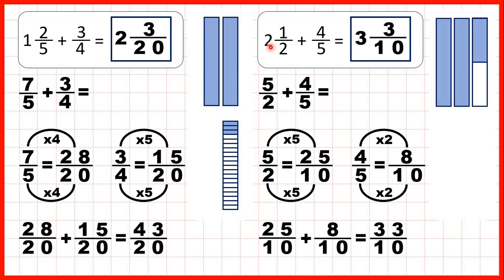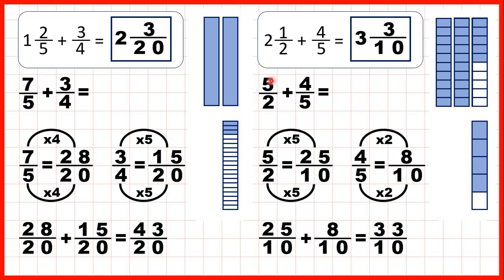Then for this question, we had 2½ and we were adding 4/5. We changed 2½ first into 5/2 and then into 25/10, and we changed 4/5 into 8/10. Putting that together gave us 33/10, which is 3 wholes and 3/10 as a mixed number.